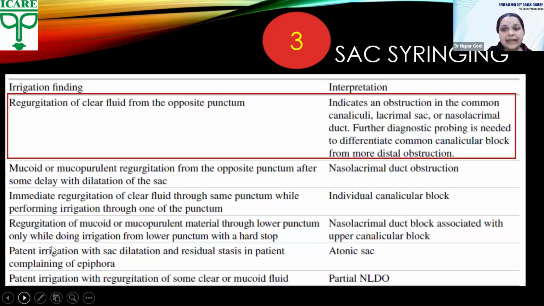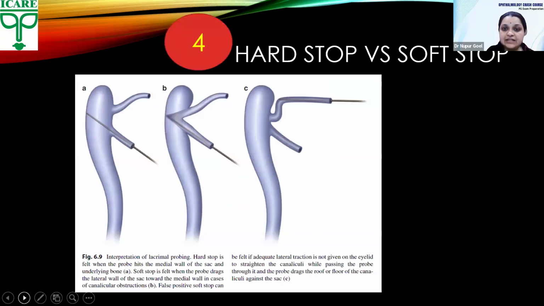So moving ahead. Again, sac syringing, just patent or not patent, is not enough, because this just indicates there is some kind of blockade. But one also needs to know what level of blockade is there. So for this, we come to the concept of the soft stop versus hard stop.